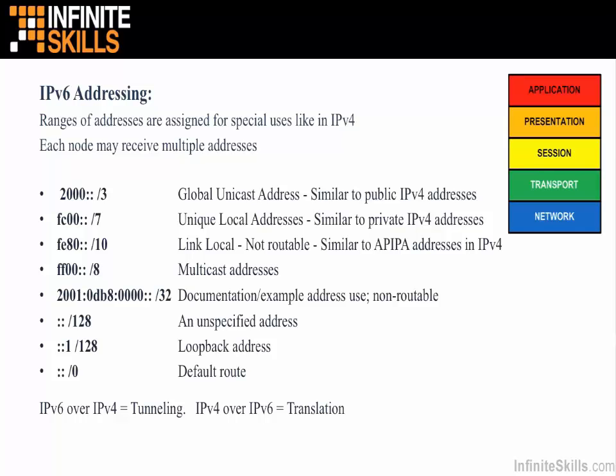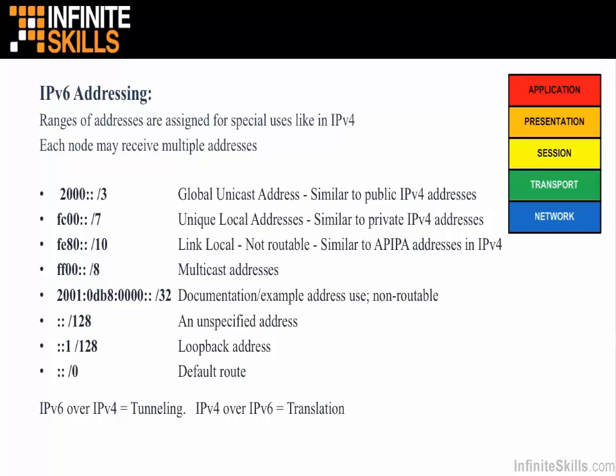We have something akin to the automatic private IP addressing in IPv4 called link local IP addresses. Now, these are automatically generated by each node at boot up, and they start with a prefix of FE80. Multicast addresses begin with a prefix of FF00. We have unspecified, loopback, and default route addresses as well.